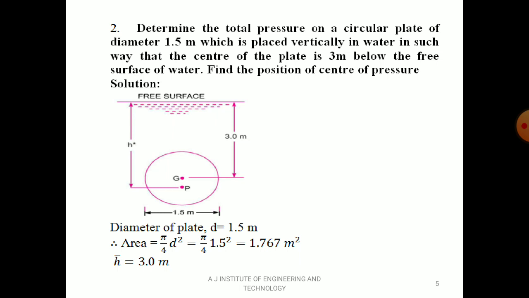Now diameter of the plate D equal to 1.5 meter. So area, you know how to find area of circular object. So A equal to pi by 4 D square. So that is equal to pi by 4 into 1.5 square. So that is equal to 1.767 meter square. Now h bar, it is directly given in problem. The center of circular plate, it is at a distance of 3 meter from free surface. So h bar equal to 3 meter, directly you can take.